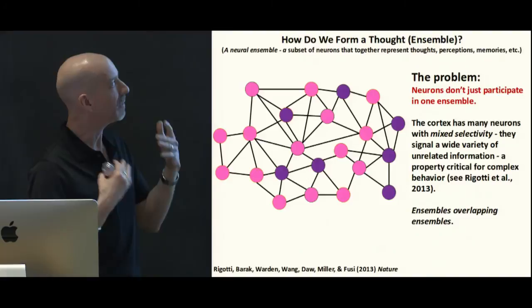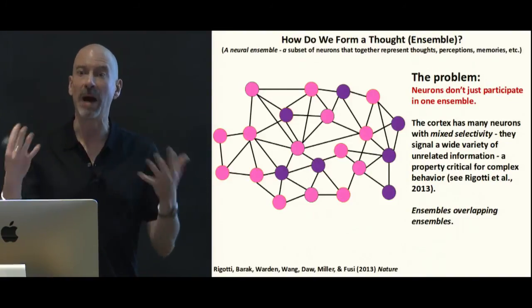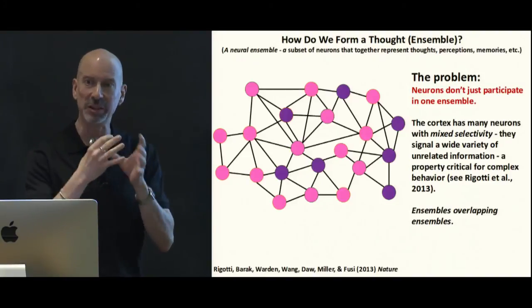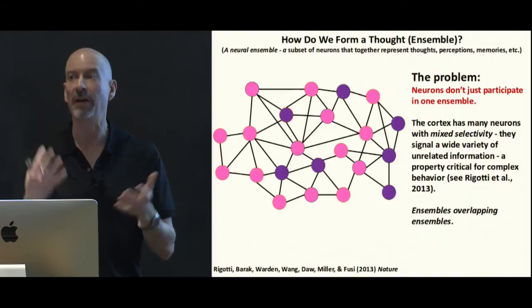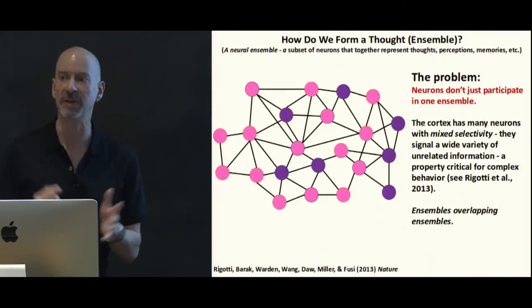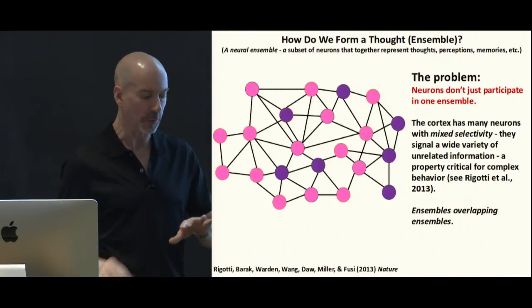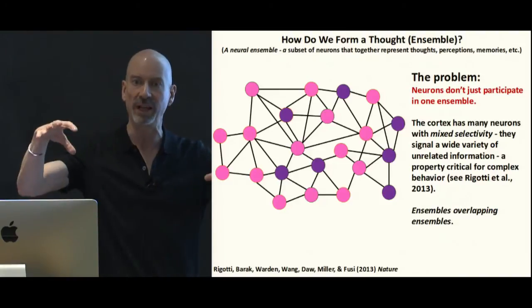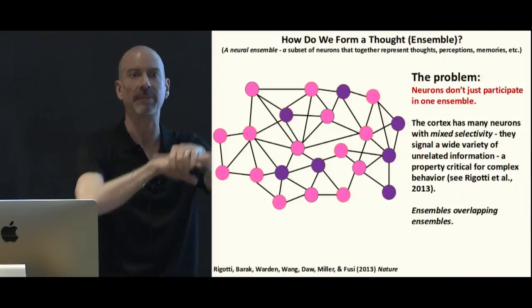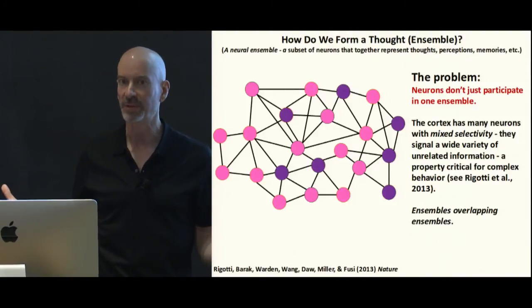So these mixed selectivity neurons seem to give the brain extra horsepower for computation related to cognition. It provides a multidimensional, multivariate space where a lot of high-level processing can go on. But this introduces a bit of a problem. If this is true, what it means is that neurons, especially in a higher level cortex like the prefrontal cortex, don't participate in one ensemble or another ensemble. They have ensembles lying on top of ensembles, lying on top of ensembles. Many neurons participate in multiple ensembles.